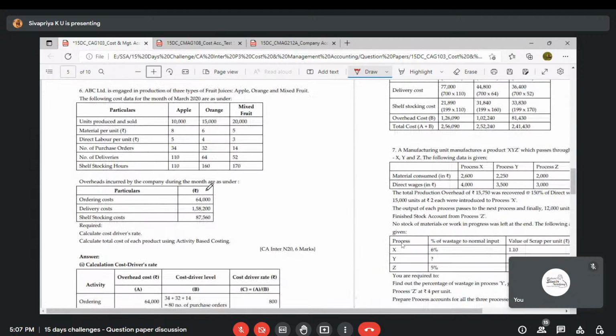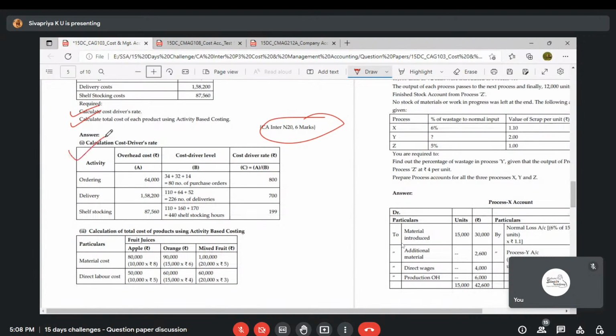Question number 6. So there are 3 types of fruit juices: apple, orange and mango fruit, and all the data for its production and cost are given. Overheads incurred by the company during the month is given below. You have to compute this cost driver rate and calculate the total cost of each product using activity based costing. This is a 6-mark question.